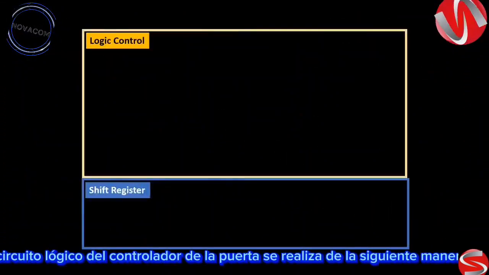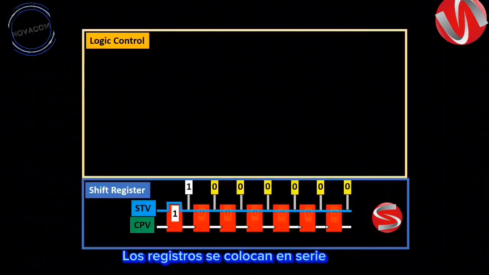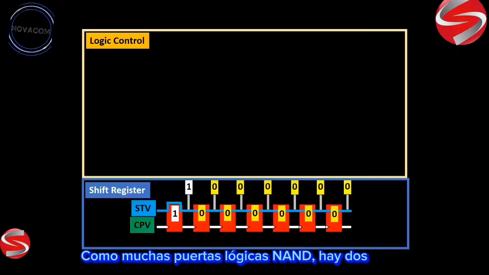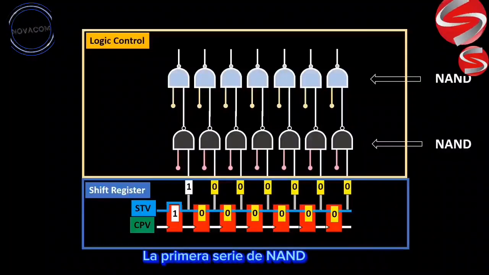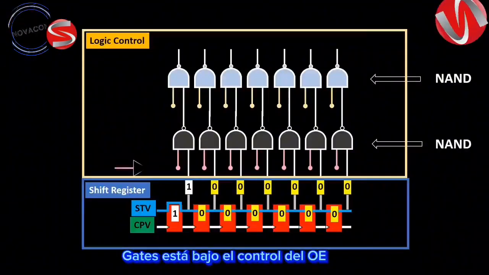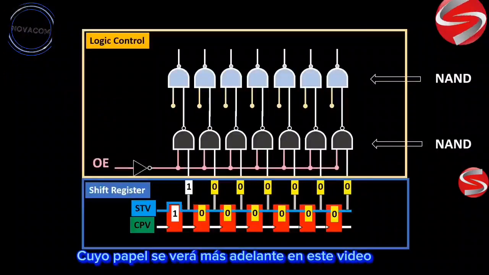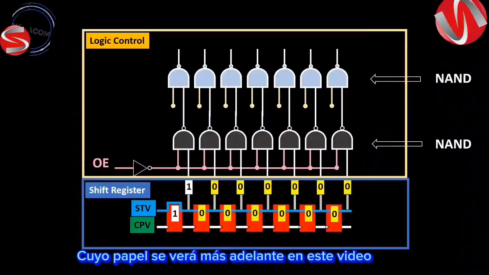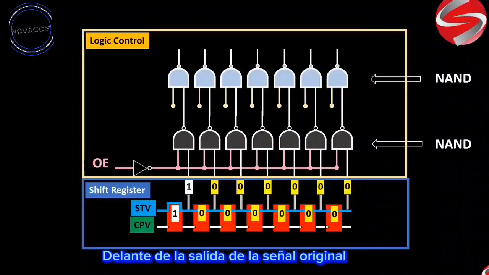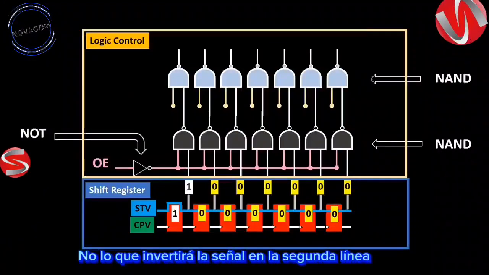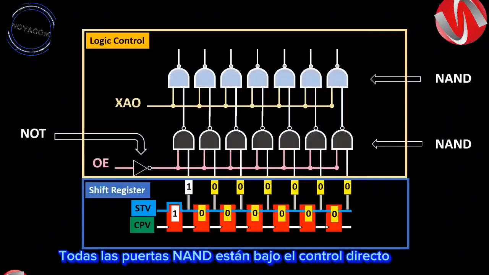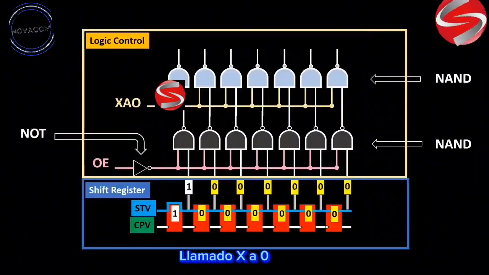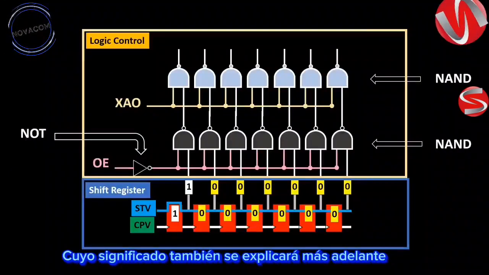The logic circuit of the gate driver is made as follows. According to the number of shift registers placed in series, there are as many NAND logic gates. There are two successive layers of interconnected NAND gates. The first series of NAND gates is under the control of the OE digital signal, whose role will be seen later in this video. In front of the output of the OE signal is placed another logic gate NOT, which will invert the signal. On the second line, all the NAND gates are under the direct control of a digital signal called XAO, the meaning of which will also be explained later on.